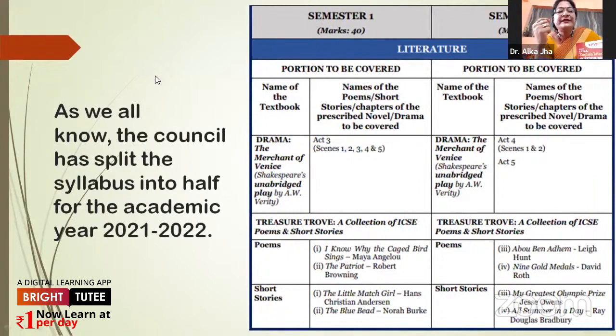Number 1, obviously, The Greatest Olympic Prize, and Jesse Owens will find preference. We're going to focus on that. We are done with semester 1 now.